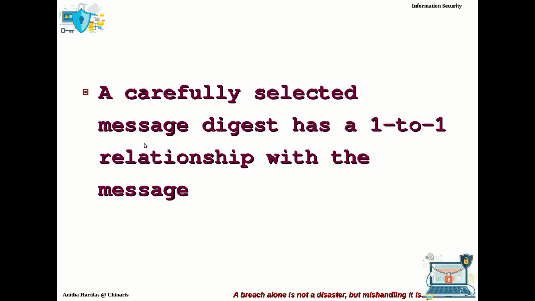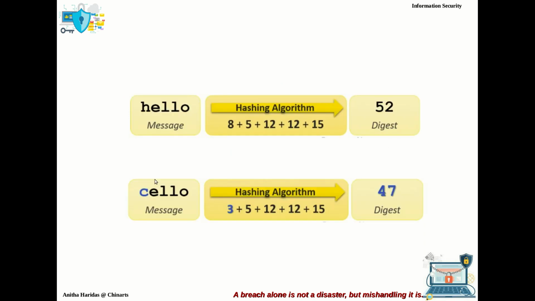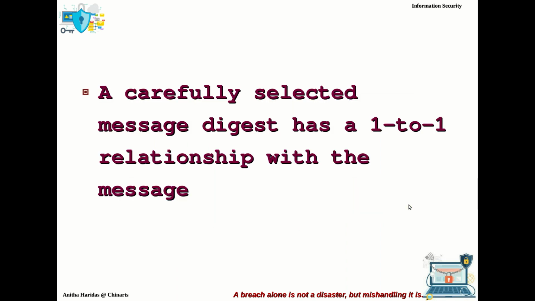So a carefully selected message digest has a one-to-one relationship with the message. For this message, the message digest is different. For this message, the message digest is different. So obviously it is going to have a one-to-one relationship between the message and the message digest.